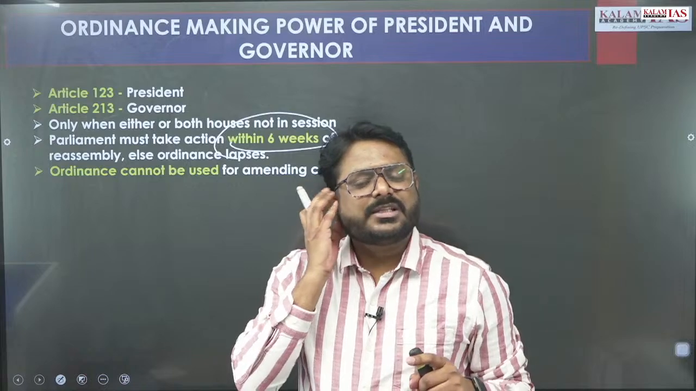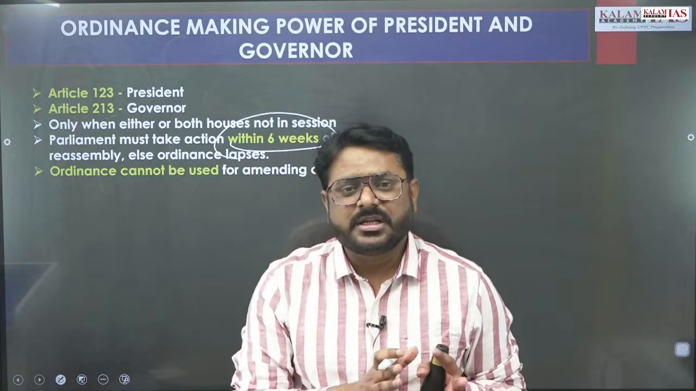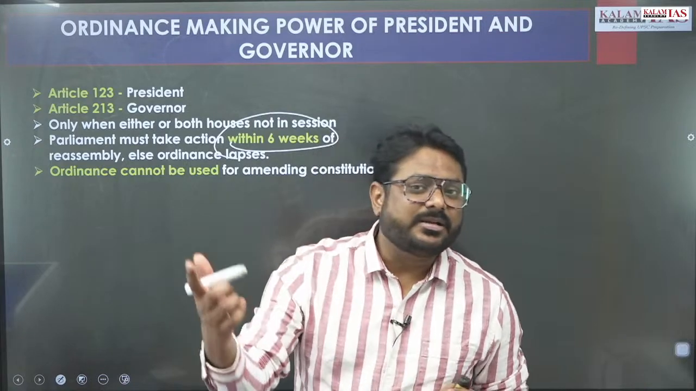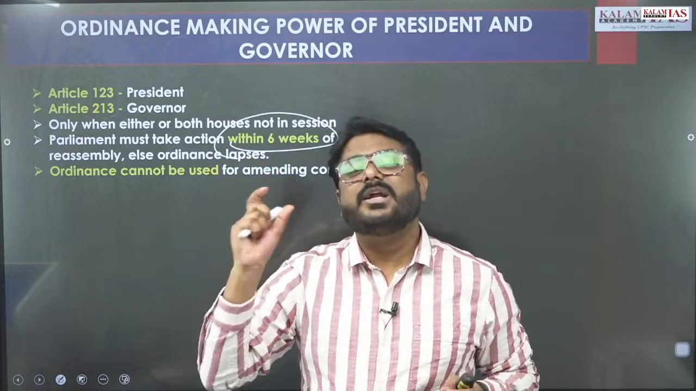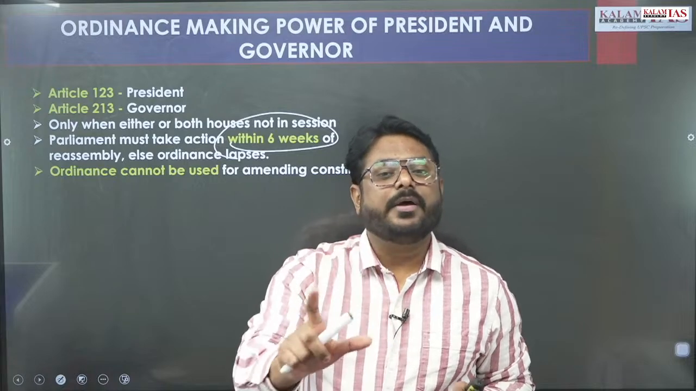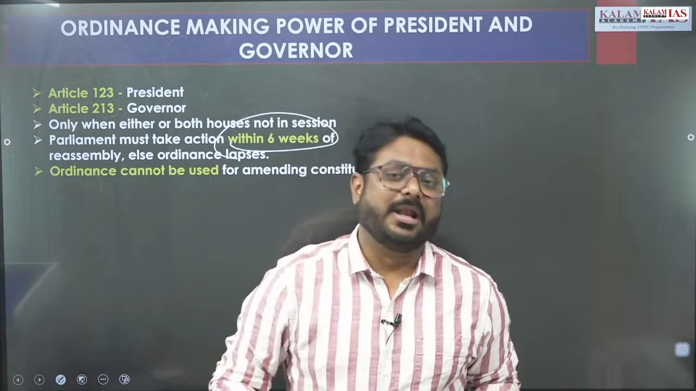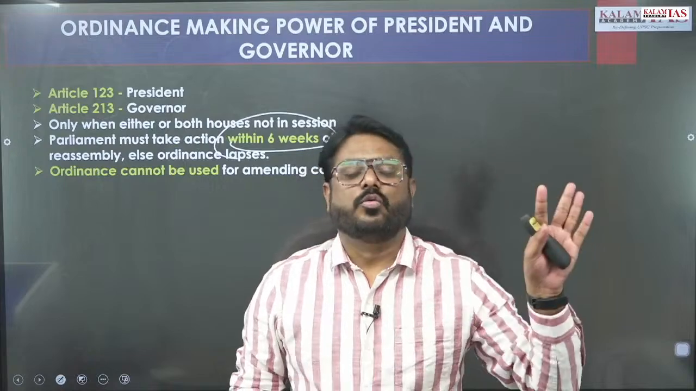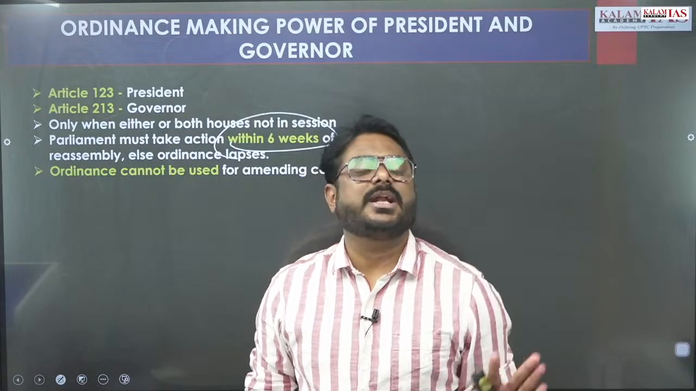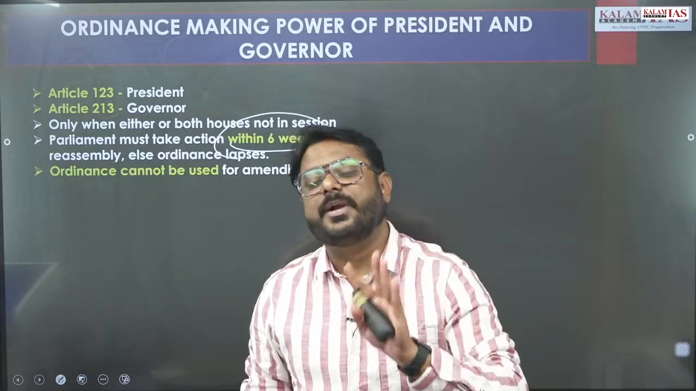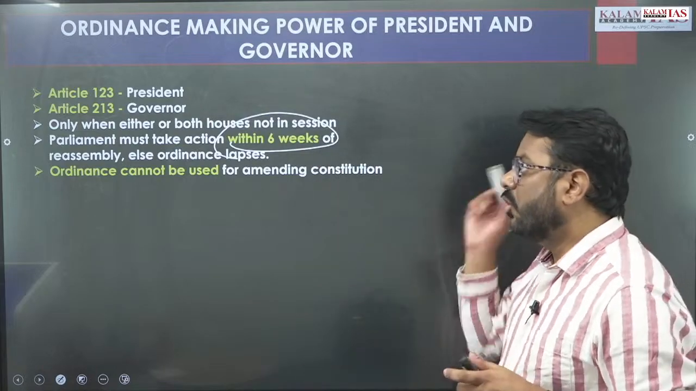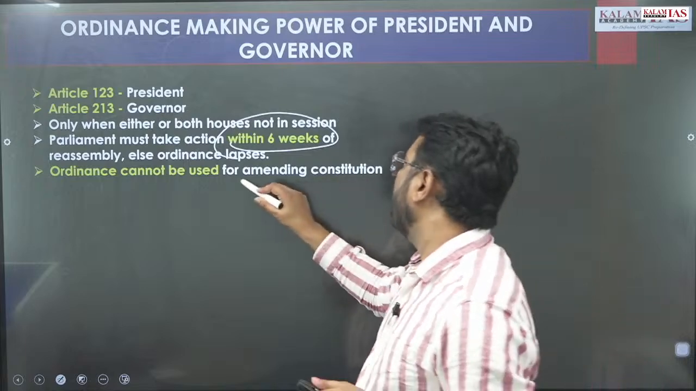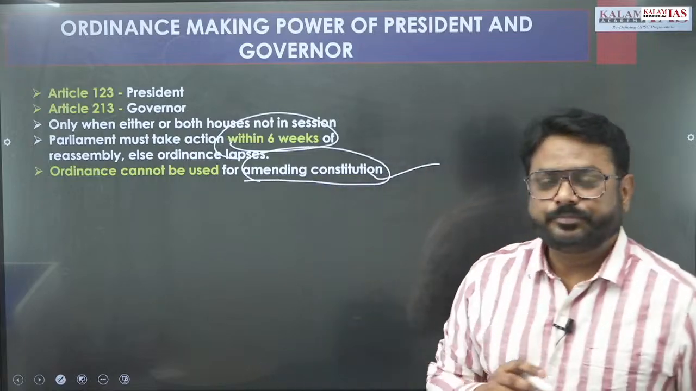But once it is passed by both the houses, it will go to the president, and the president will have to mandatorily give assent on the constitutional amendment bill. There is no veto which is being enjoyed by the president in case of a constitutional amendment bill, right? So ordinance cannot be issued for amending the constitution.